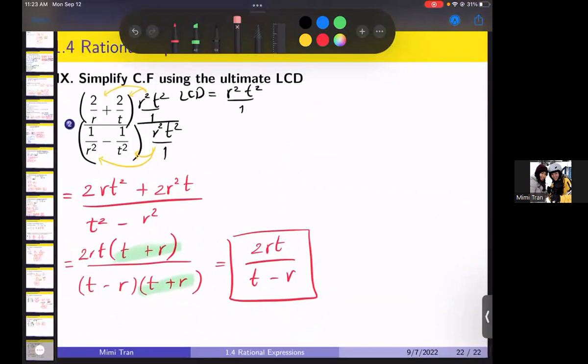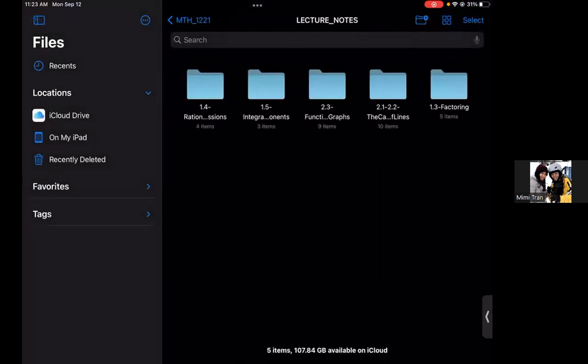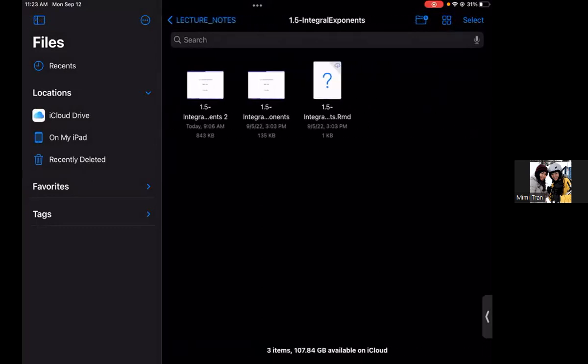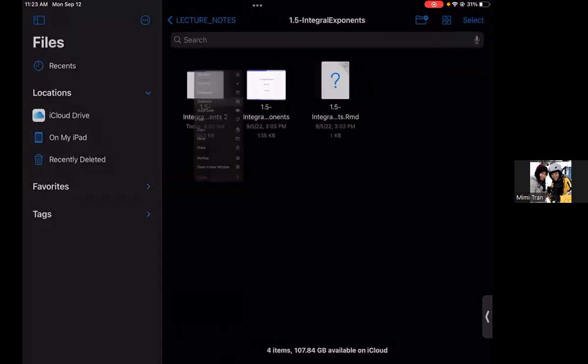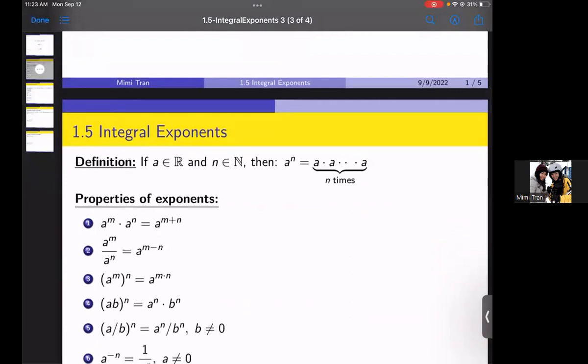Yay, we did 1.4. It's a long section. Take a few minutes break and then we can continue 1.5. What time are we done? 47. Thank you. One point five is short. It's only like a few pages.